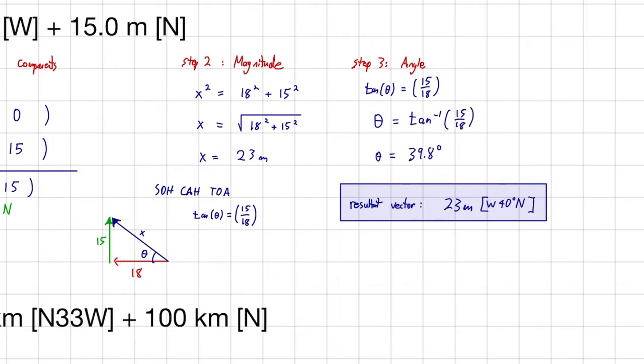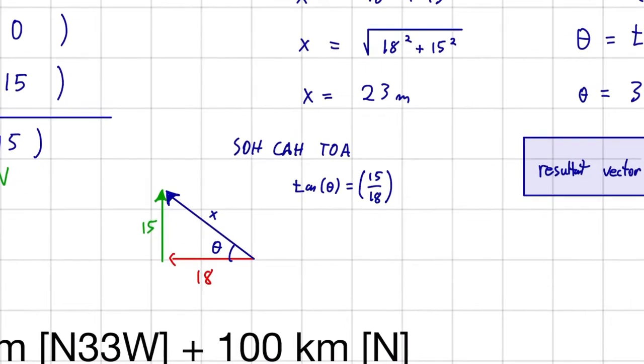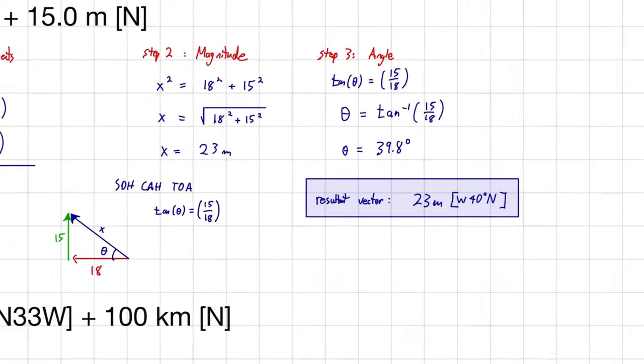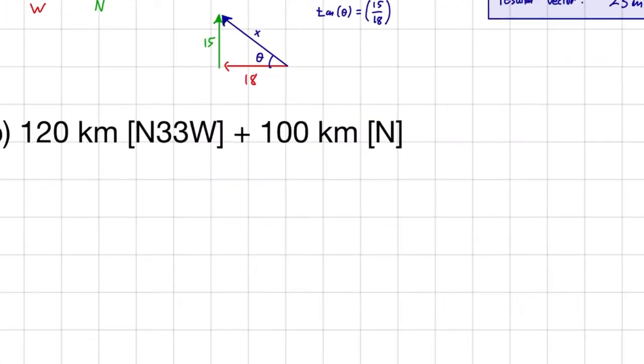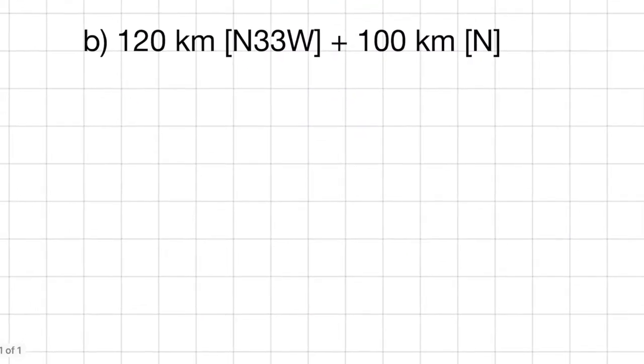So west, and then how far is this angle towards the north? Well, we found it's 40 degrees. And does that match our diagram? Well, yes, it looks like it's going to be less than 45 degrees, but just a little bit. So 23 west, 40 north is the correct answer. Let's move on now to part B.